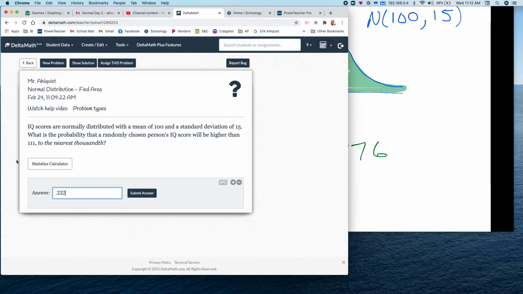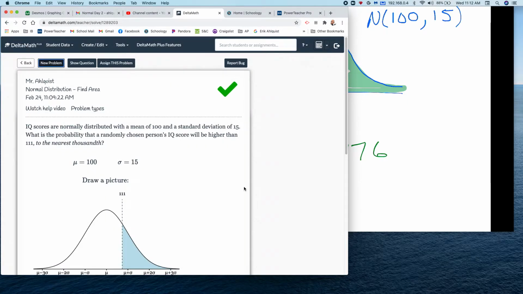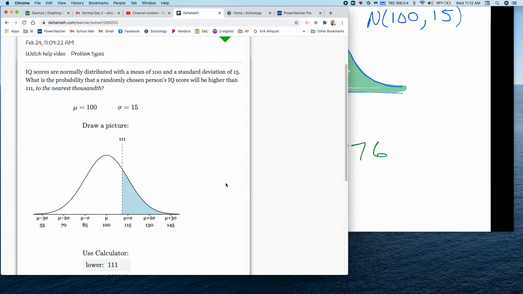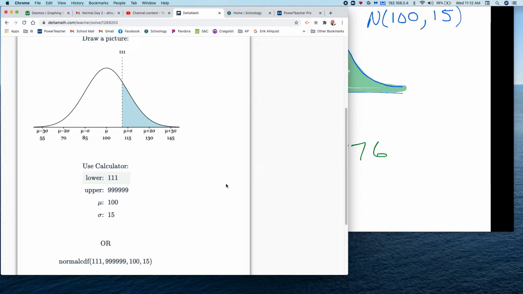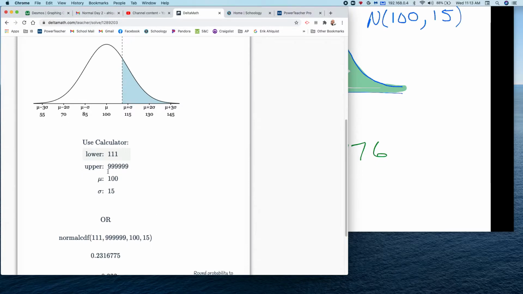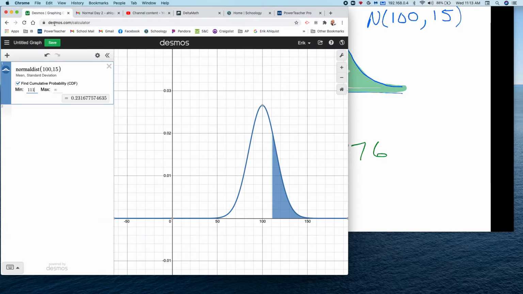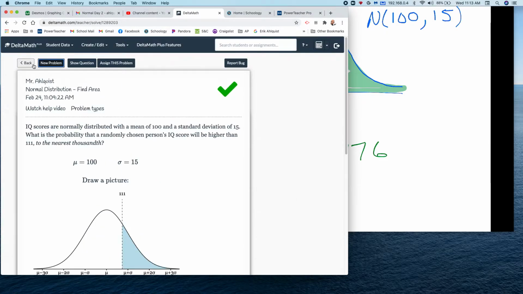0.232. You might get the same kind of thing with the statistics calculator. I've found that Desmos, and the Delta Math statistics calculator, I haven't always found that to be super useful. But normal CDF, cumulative distribution function, you go through here and use this calculator. Notice they put the upper bound in at a really, really big number. Desmos defaults to infinity, so you could use that as well. Okay, so that's that first grouping.